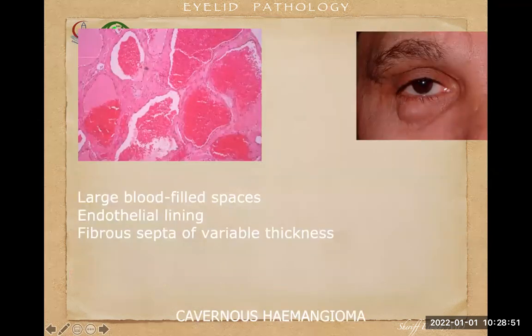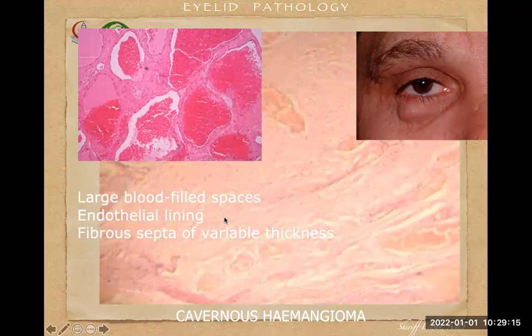Now, a cavernous hemangioma that we described in the orbit may occur as well in the skin. And this is, as you know, a hamartoma, where there is anomalous tissue formation in the same locality with large blood-filled spaces with endothelial lining and fibrous septa in between. Cavernous hemangioma, same with RBCs in this center.